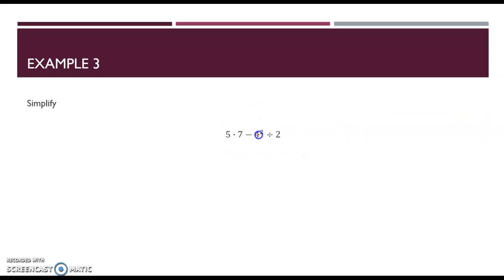All right, last problem. I have no grouping symbols. I do have an exponent, so that's going to be my first step. So 5 times 7 minus, and then 4 squared is 16 divided by 2. From here, we look for a multiplication and division. We do those from left to right. So starting at the left, we have 5 times 7, which is 35, minus, and then 16 divided by 2, which is 8. So we have 35 minus 8. And then from here, we do our subtraction. So 35 minus 8 is 27. And that is our final answer.